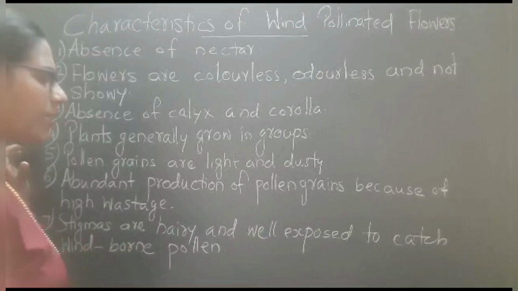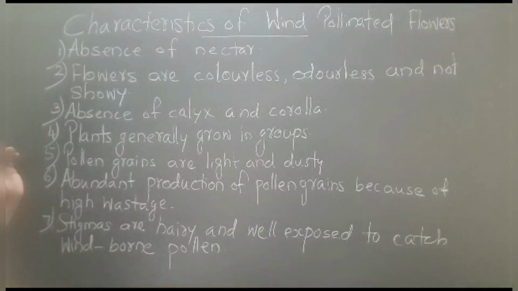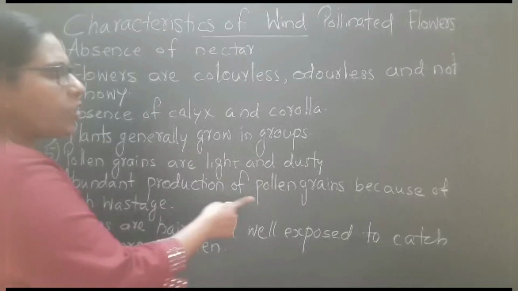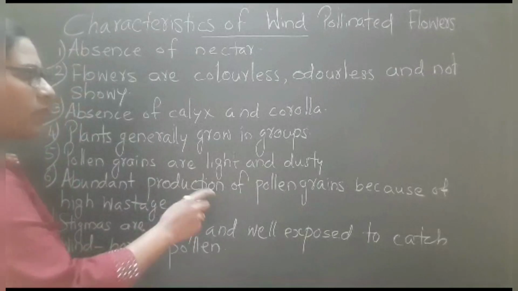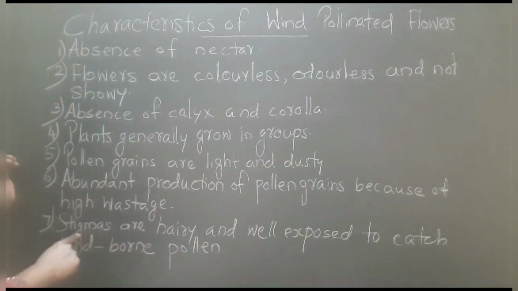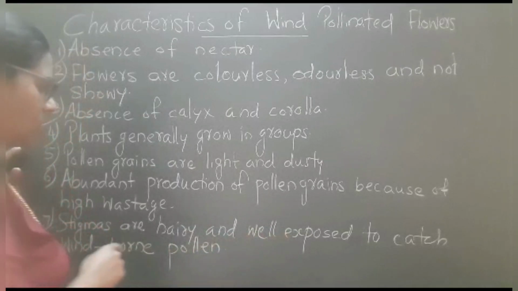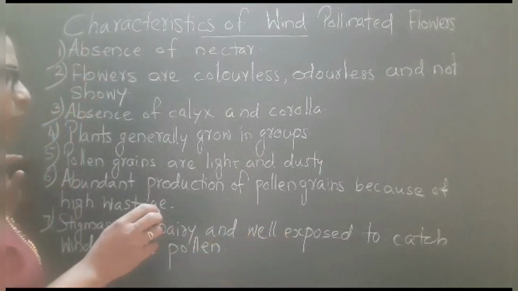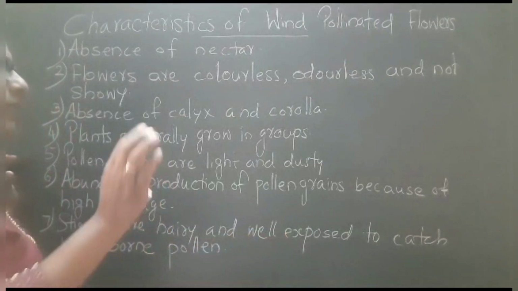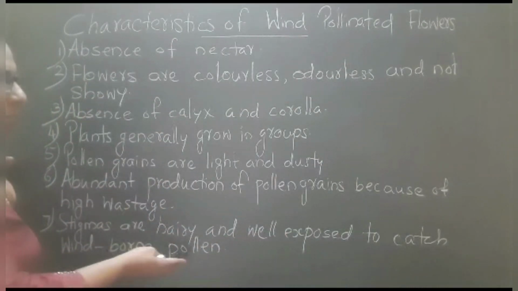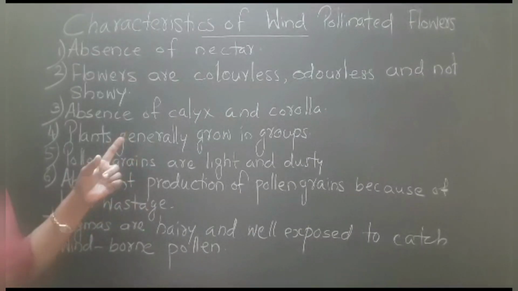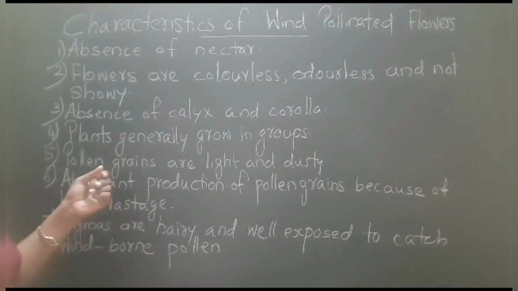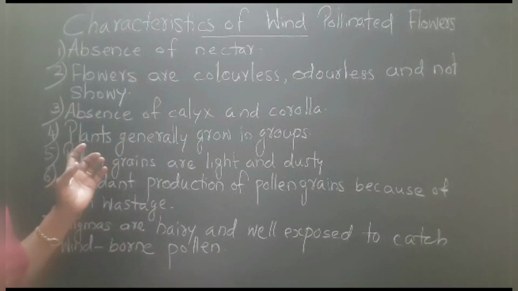Abundant production of pollen grains because of high wastage. There is a chance for high wastage, so plenty of pollen grains are there in wind pollinated flowers. Stigmas are hairy and well exposed, so that they can catch the wind-borne pollen. These are the characteristics of wind pollinated flowers. Examples of wind pollinated flowers: wheat, maize and grass.